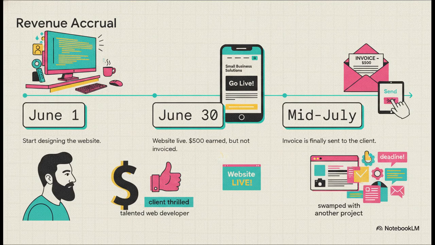The work is done. But our developer is completely swamped with their next big project and just doesn't actually get around to typing up and sending the official invoice until, let's say, mid-July. If this developer stubbornly waits until July to actually record the revenue in their system, the month of June is going to look like a completely terrible, totally unprofitable month. And July is going to look artificially fantastic. That is a massive distortion of the actual reality of how this person worked.